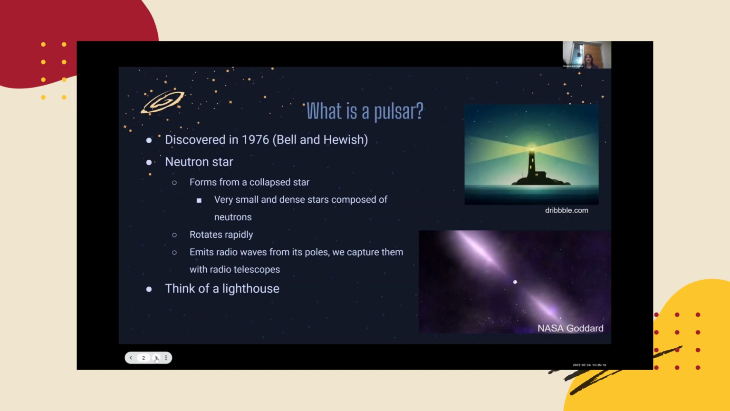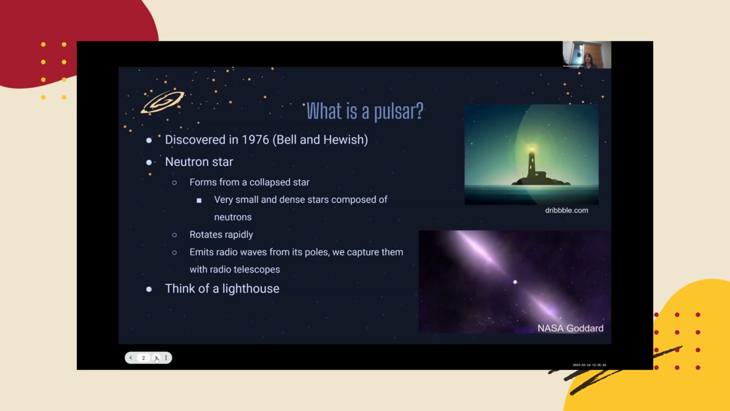First discovered in 1976 by PhD student Jocelyn Bell and her advisor Anthony Hewish, a pulsar is a neutron star, which forms when a massive star collapses and becomes very small and very dense and is composed primarily of neutrons. Because of their small size and their high density, these stars rotate really fast, and from either end of their poles, they emit radio waves, which we then capture with a radio telescope.